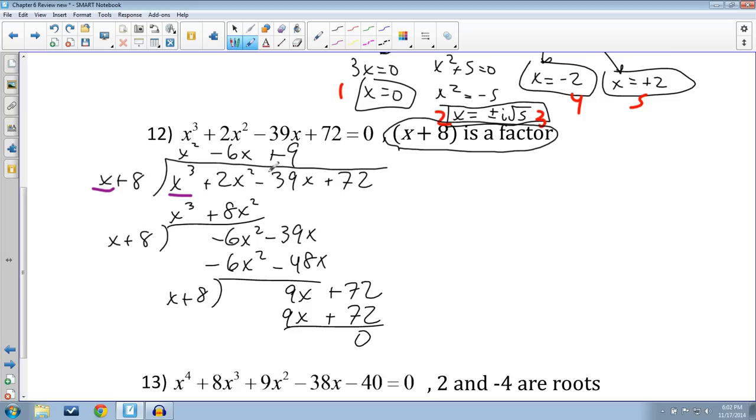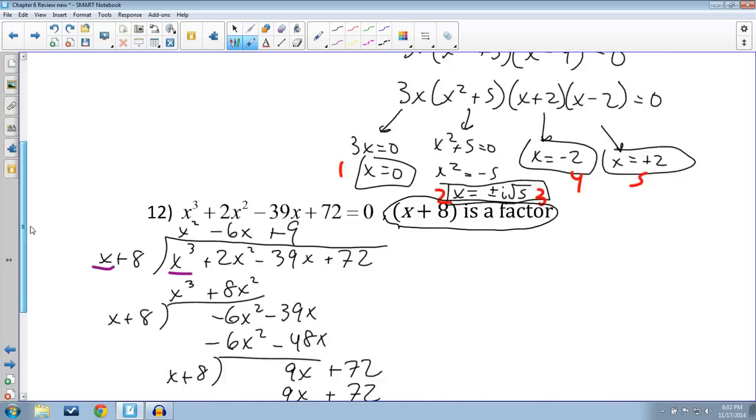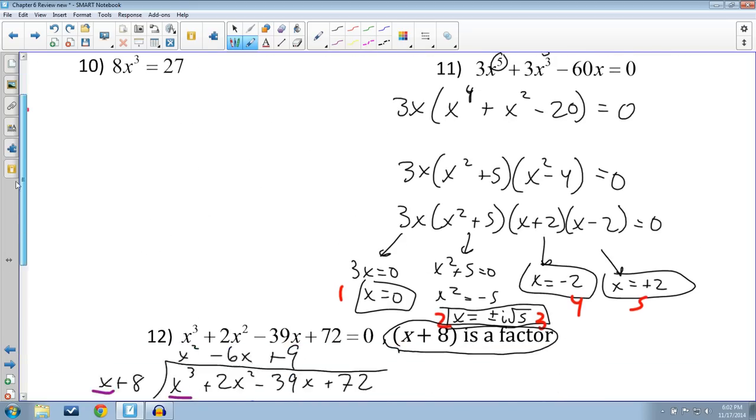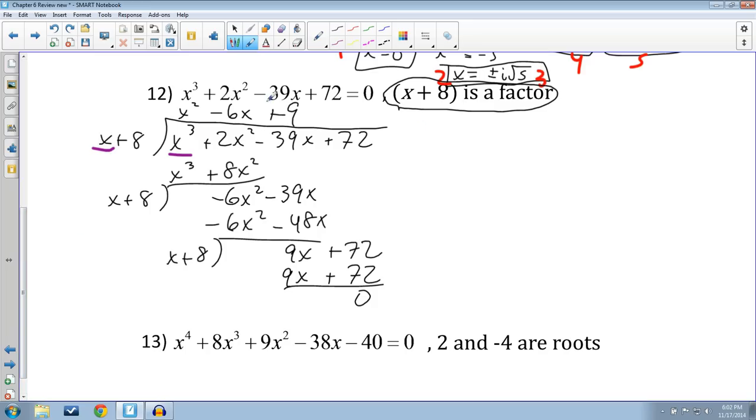So this would be the result of dividing it. This is not your answer. It's the objective. Factor and solve. Factor is the first objective here. What does this factor to? Well, x cubed plus 2x squared minus 39x plus 72 is also x plus 8 times x squared minus 6x plus 9. Remember, we divided this from this to get this. So this times this equals this. So let's rewrite this as x plus 8 times x squared minus 6x plus 9 equals 0.